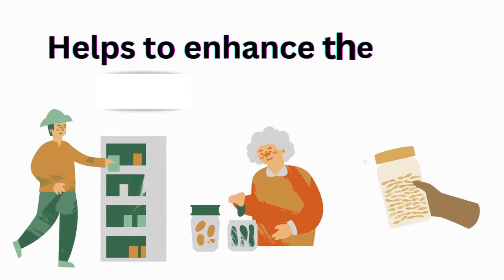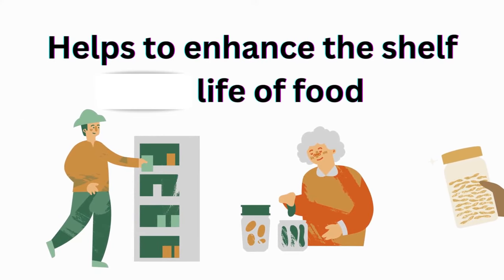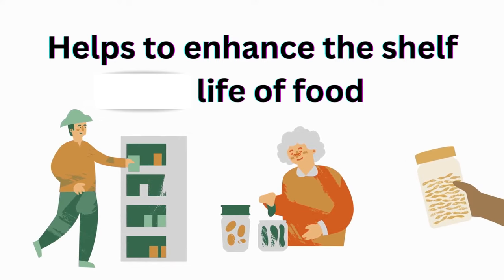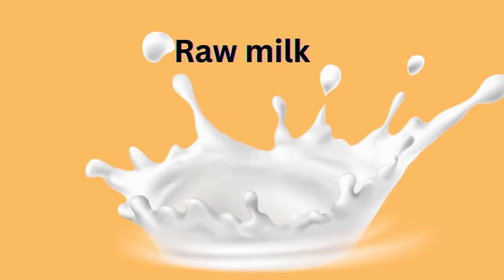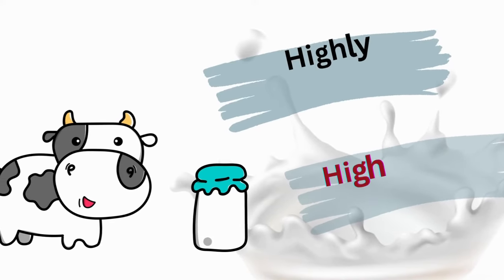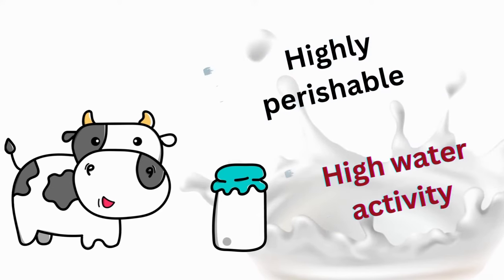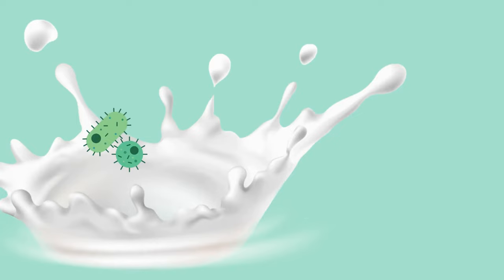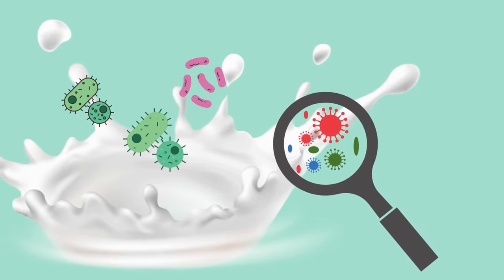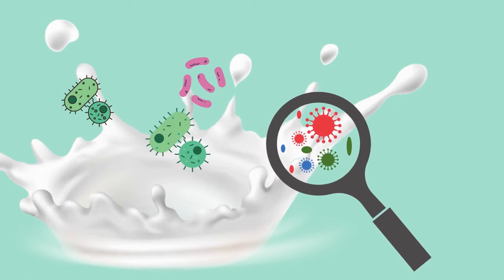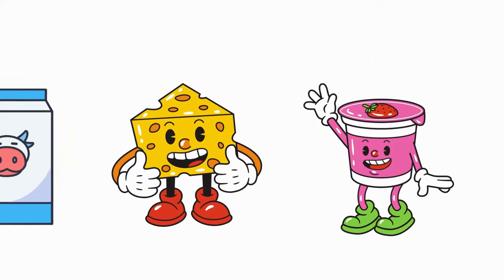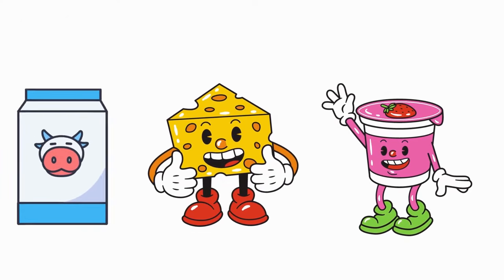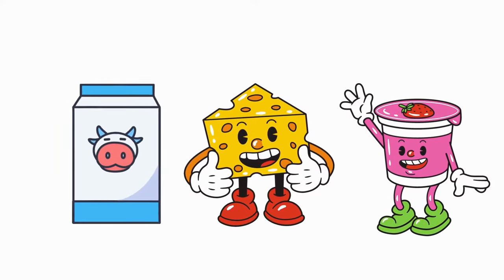Next thing is, food processing helps to enhance shelf life or storage life of food through inhibition of pathogenic microorganisms and other spoilage factors. For instance, think about fresh milk. Can we store raw milk for a long time at ambient temperature? The answer is we can't. You know that milk is highly perishable and contains more than 80% water. Due to this high water activity, milk is susceptible to spoilage microorganisms. As a result, milk deteriorates very quickly. Instead, making yogurt, cheese and powdered milk out of fresh milk can extend their shelf life.